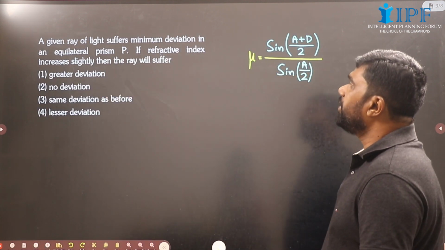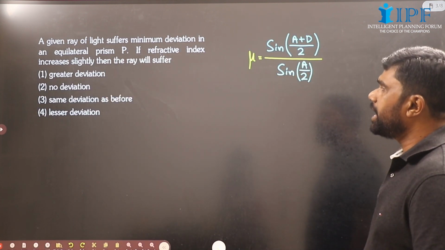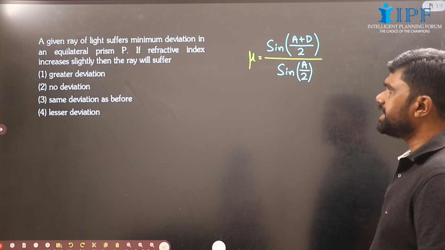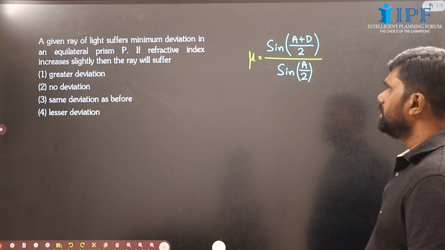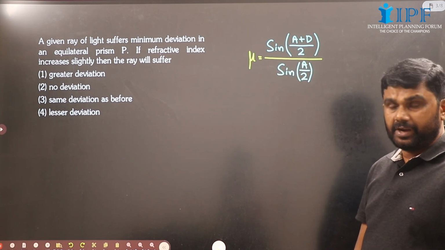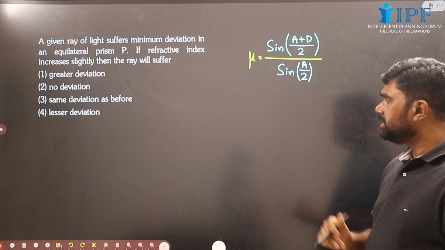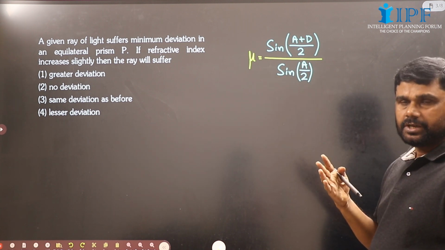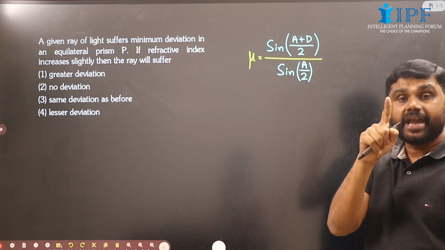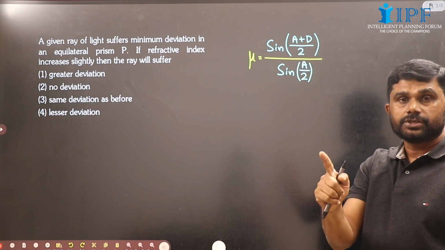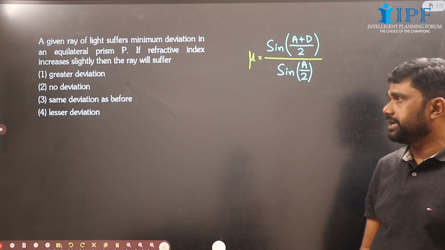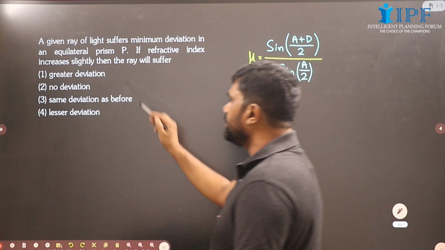A given ray of light suffers minimum deviation in an equilateral prism P. If the refractive index increases slightly, then the ray will suffer what? This is the expression for refractive index. When mu increases, sin A by 2 remains constant, and sin (A plus D) by 2 increases. So (A plus D) by 2 has to increase. Capital A remains constant, so D has to increase. So greater deviation.